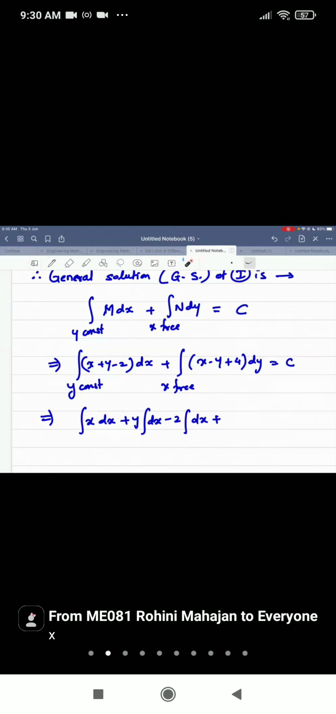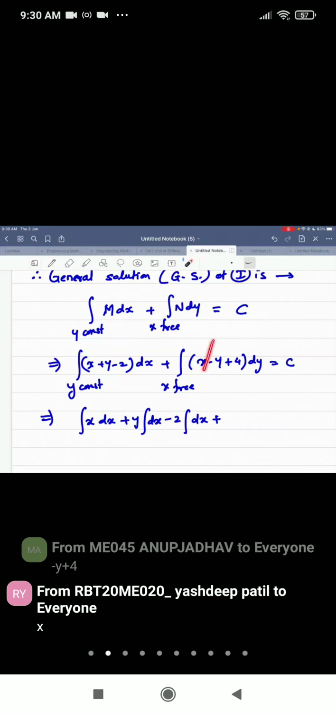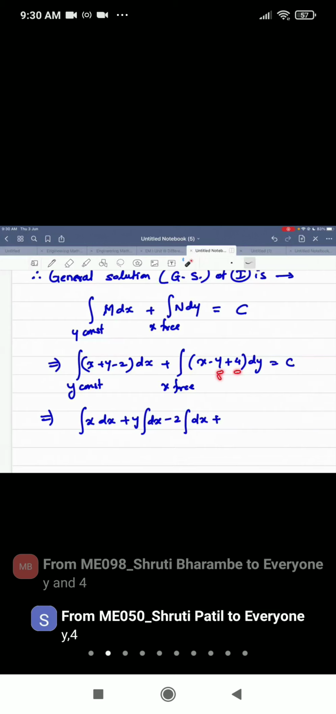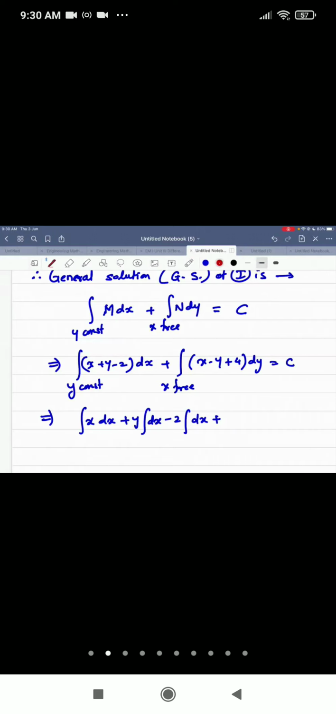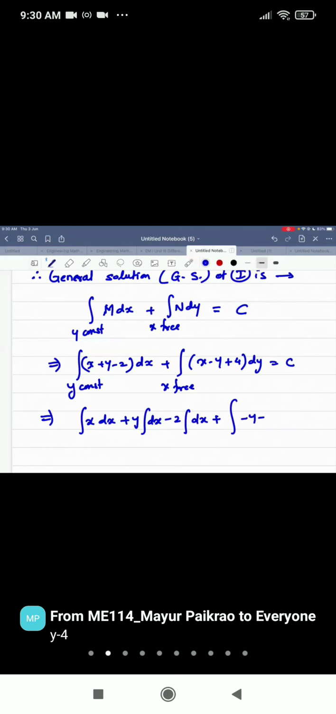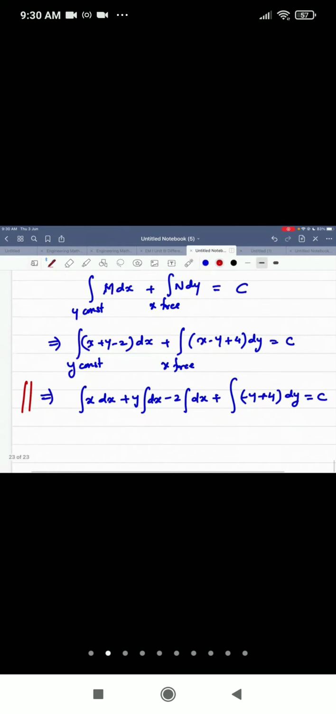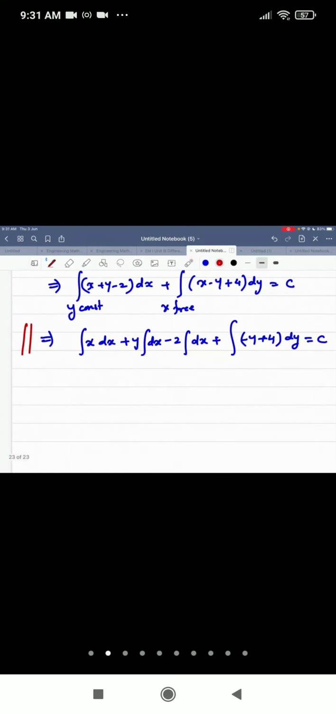Free from x. Out of these 3 terms, here x is present, I'll not consider this term. Here x is not present. Here x is not present. Yes. So these 2 terms will be considered: minus y and plus 4. So it is integral of minus y plus 4 dy equal to c. I'm not going to write down this step in each and every example. I'll directly write down the integration. Here I'm solving it just for the understanding purpose in detail.